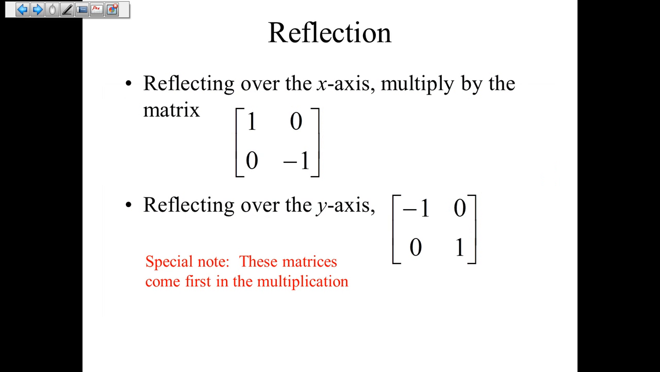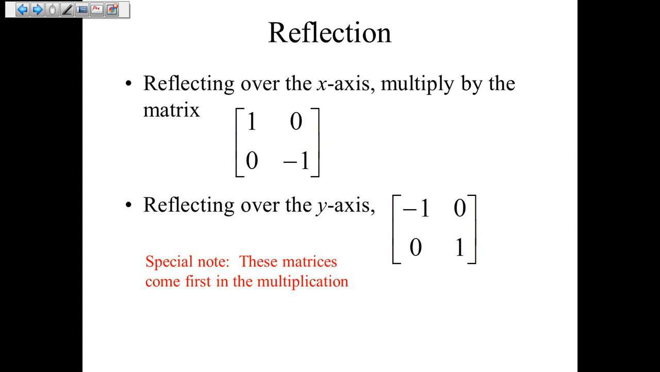Okay, so let's talk about reflections. Whenever we want to reflect over the x-axis, we can accomplish that by multiplying by this 2 by 2 matrix. Now this top row, 1, 0, is going to leave the x coordinates alone. The bottom row, 0, -1, what it will end up doing is changing the sign on all of our y coordinates. And that's what happens when we reflect over the x-axis.